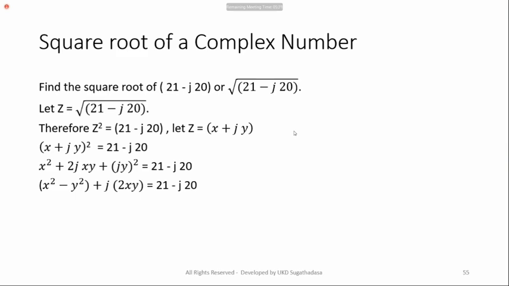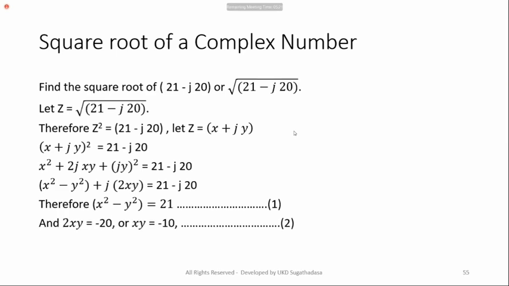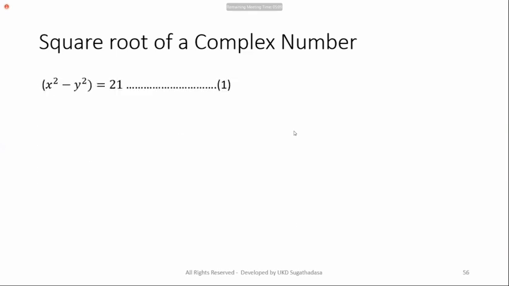Left hand side. And you get one equation, another equation, right? x squared minus y squared equals 21. Or 2xy equals minus 20, xy equals minus 10. Now you get two statements like this. Now solve these two. Using these equations, solve 1 and 2, get the values of x and y.